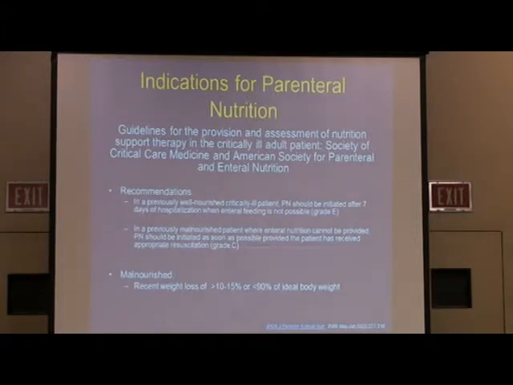The first recommendation is that in a previously well-nourished patient, PN should be initiated after 7 days of hospitalization when enteral feeding is not possible. Of course enteral feeding is preferred, but if a critically ill, previously well-nourished patient is hospitalized for 7 days and enteral feeding is not feasible, then it makes sense to start parenteral nutrition.